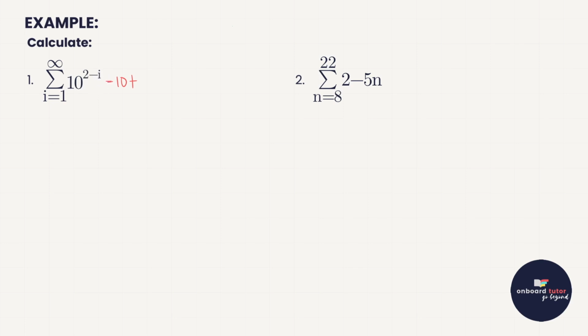So that's 10 to the power of 0, which is going to equal 1, because anything to the power of 0 is 1. Then we've got 10 to the power of 2 minus 3. So it's 10 to the power of minus 1. So that's going to be 1 over 10. Plus, let's do one more. So we've done T1, T2, T3. Let's do T4. So 10 to the power of 2 minus 4, that's going to give us minus 2. So that's going to be 1 over 10 squared, or 1 over 100.